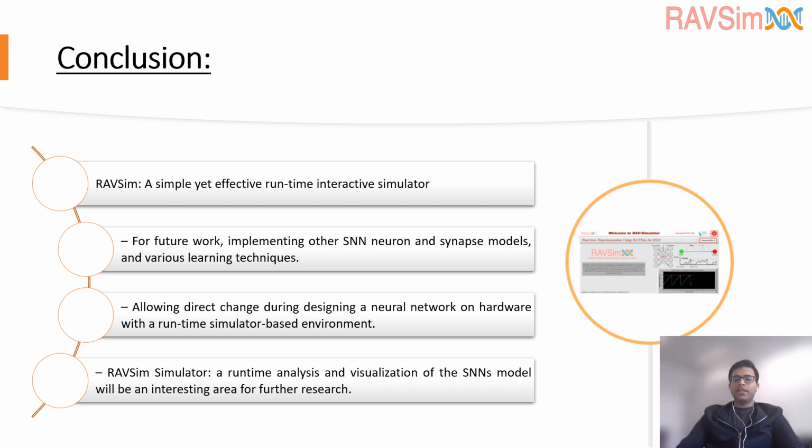Allowing direct changes while designing a neural network on hardware with a runtime simulator-based environment is also under consideration. We believe that this extended version of RAVSim would also be a standalone simulator which allows the user to interact with the hardware during the runtime simulation. Using a runtime simulation, the user can increase and decrease the parametric value, verify a balanced set of parametric values, and see the output. With this RAVSim simulator, runtime analysis and visualization of SNN models will be an interesting area for further research, and we believe that it will open more research areas for the SNN community.